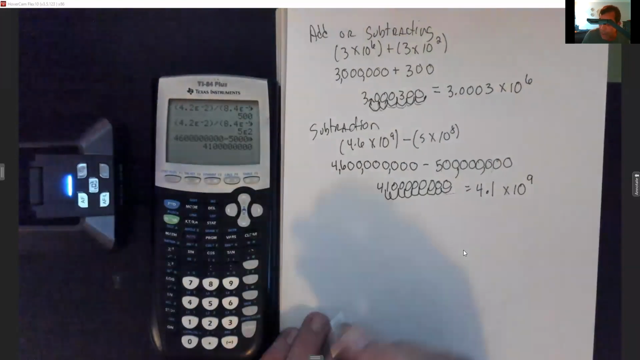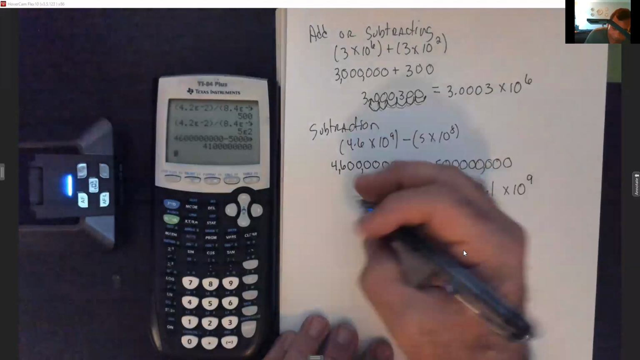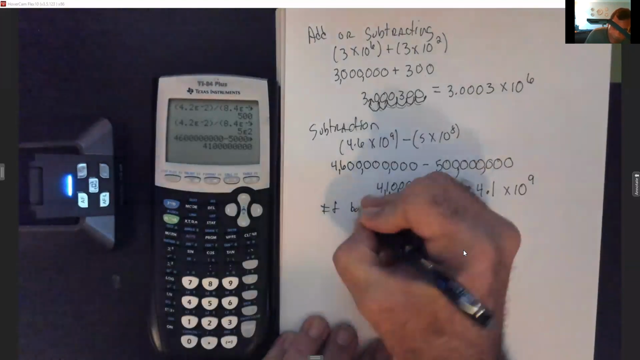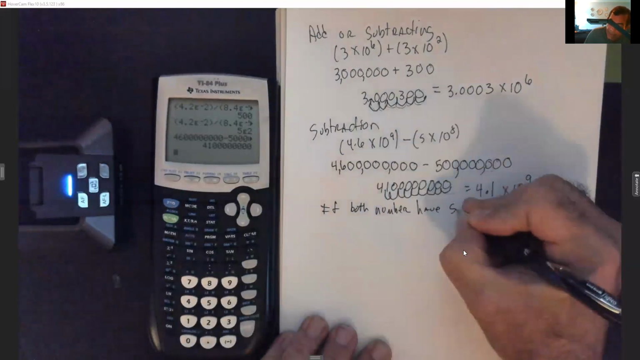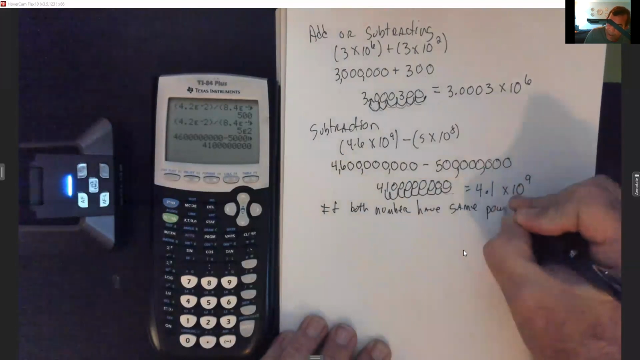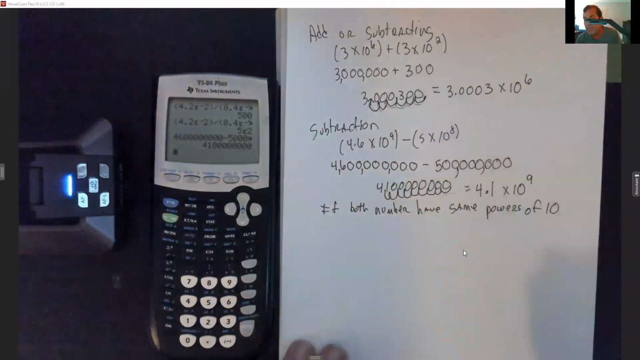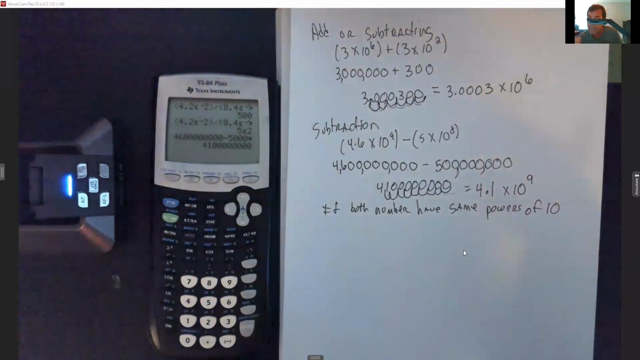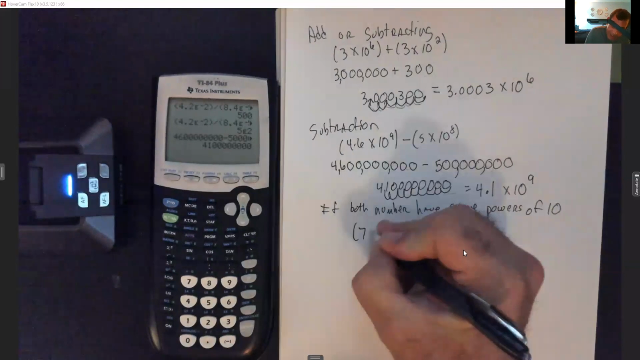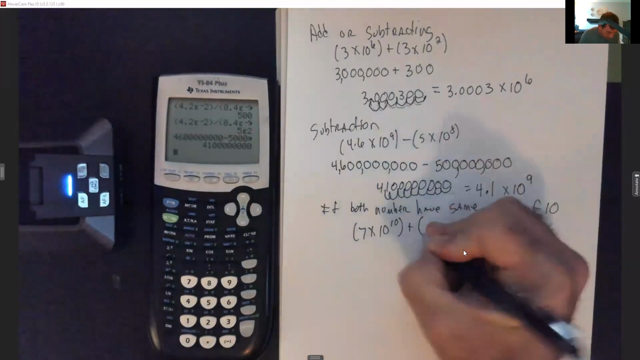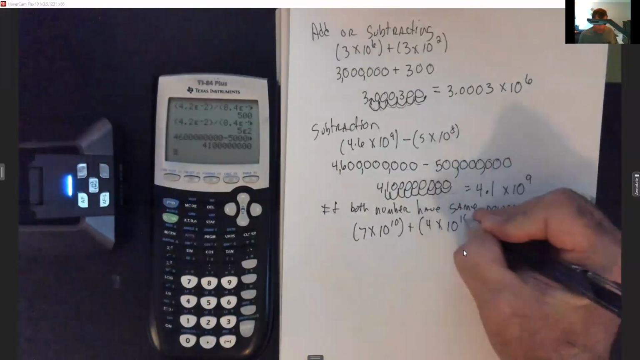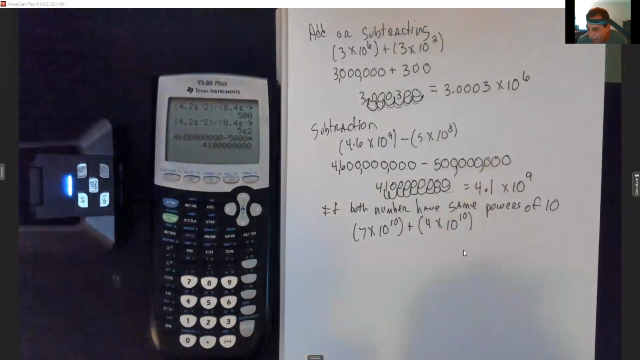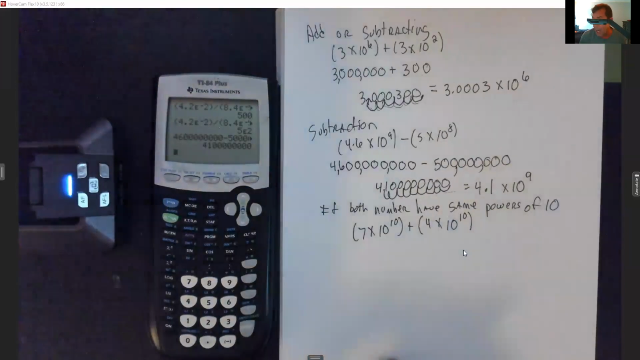Now here's something cool about adding and subtracting. If both numbers have the same powers of 10. So if they're both 10 squared, or they're both 10 to the fifth, watch what we can do. So I'm gonna have 7 × 10¹⁰ plus 4 × 10¹⁰. It's almost like adding fractions. These 10 to the 10ths are almost like a common denominator.